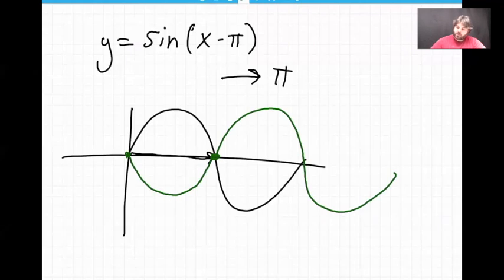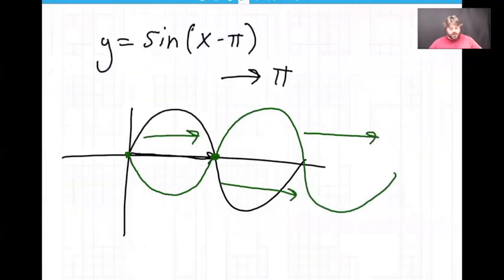It just shifts every point, right? Every point gets shifted pi units to the right. So just be aware of that. Now that doesn't affect the period, doesn't affect the amplitude. It doesn't affect the max or min. None of those things get affected. It's just your starting points. All your points get shifted over a little bit. Okay. All right. So the last thing we're going to talk about is solving trig equations.